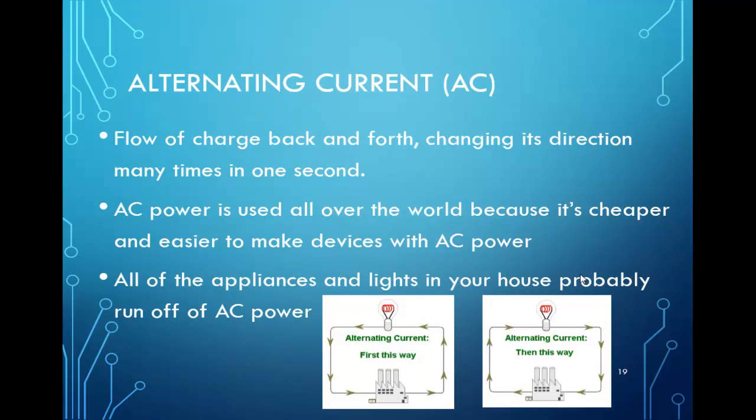Alternating current. We talked about DC or direct current. Alternating current or AC is a flow of charge back and forth, changing its direction many times in 1 second. AC power is used all over the world because it's cheaper and easier to make devices with AC power. All of the appliances and lights in your house run off of AC power.